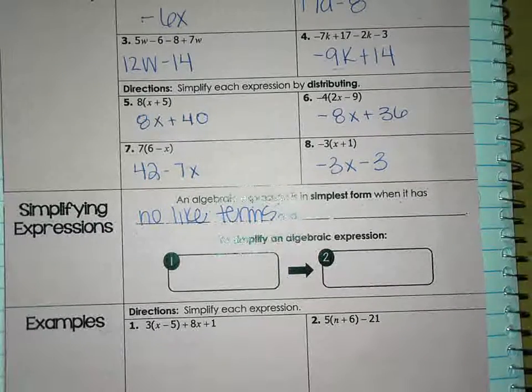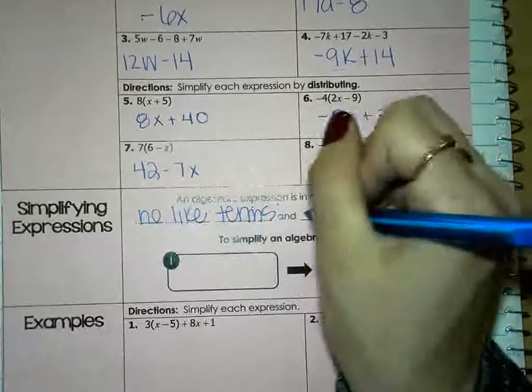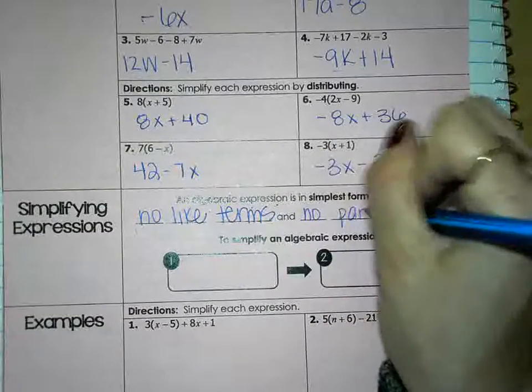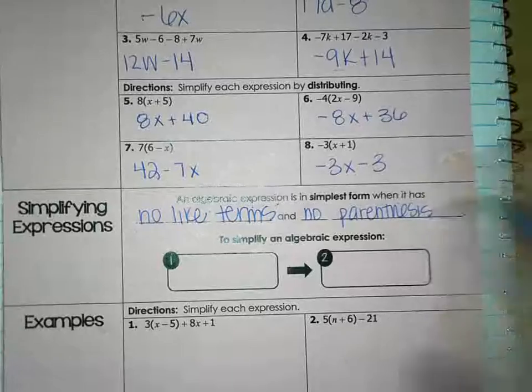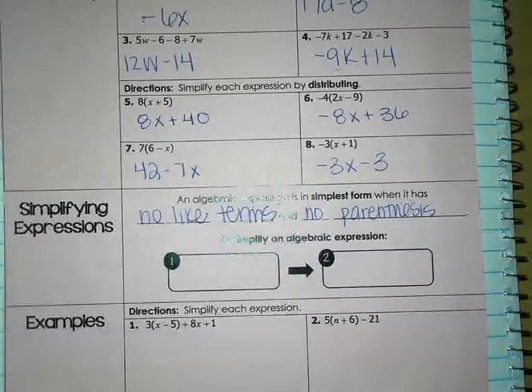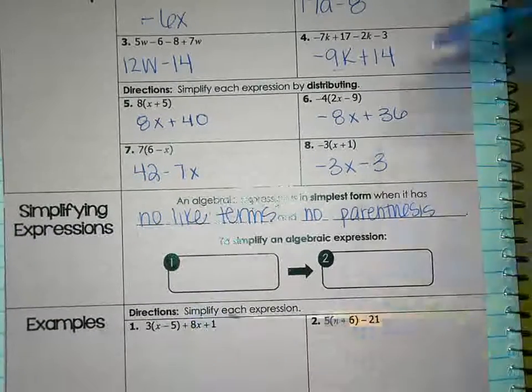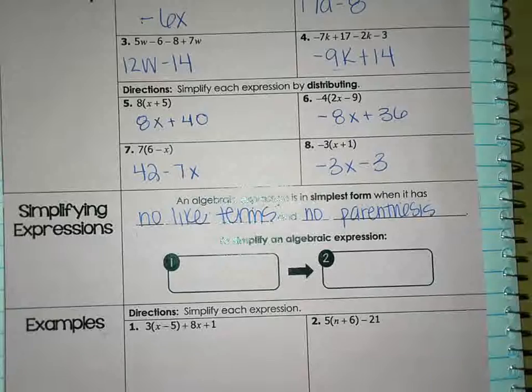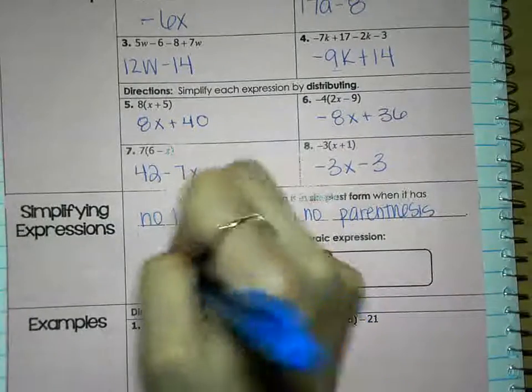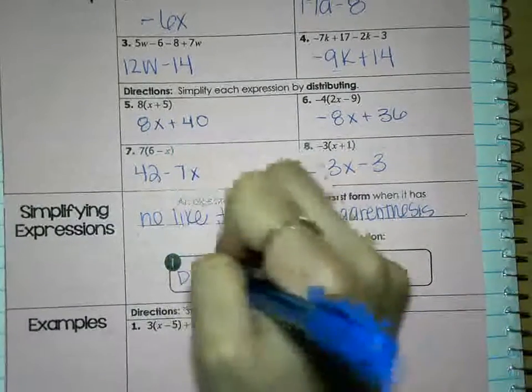12w and 14, they are different terms. 8x and 40, they are different terms. So they have no like terms, and they also have no parentheses. So in order to simplify an expression, we essentially are just using the distributive property and combining like terms. We are putting the last 3 days into one problem. So step number 1, do you think you're going to combine like terms first, or do you think you're going to distribute first? Distribute. Good. You need to get rid of those parentheses first. So distribute first.